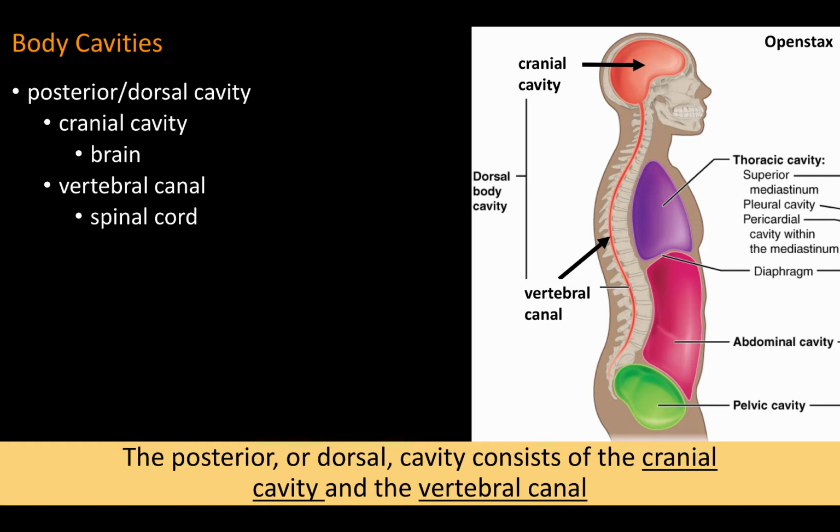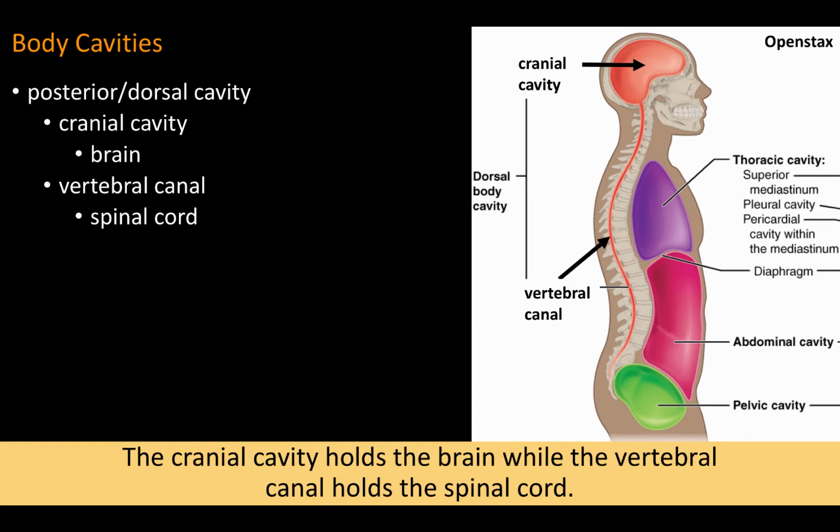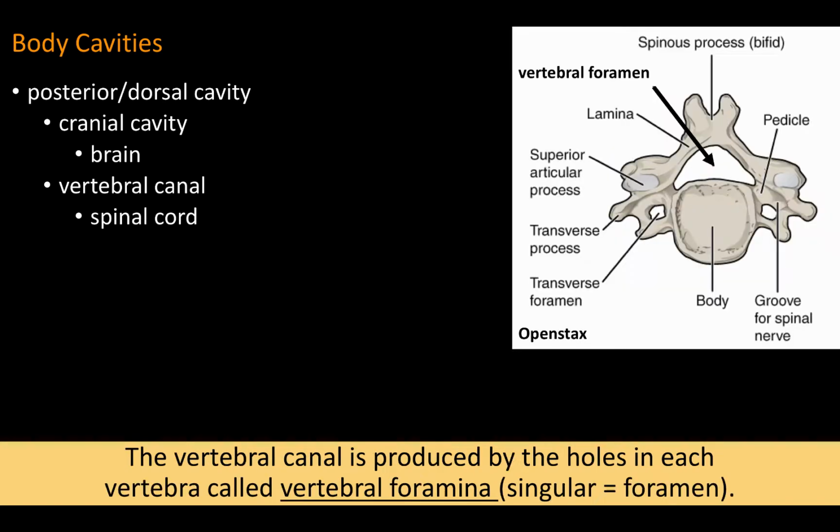The posterior or dorsal cavity consists of the cranial cavity and the vertebral canal. The cranial cavity holds the brain, while the vertebral canal holds the spinal cord. The vertebral canal is produced by the holes in each vertebra called vertebral foramina. Singular equals foramen.